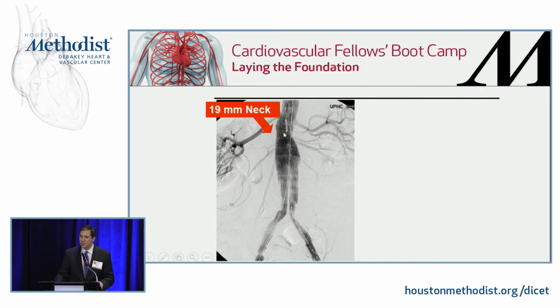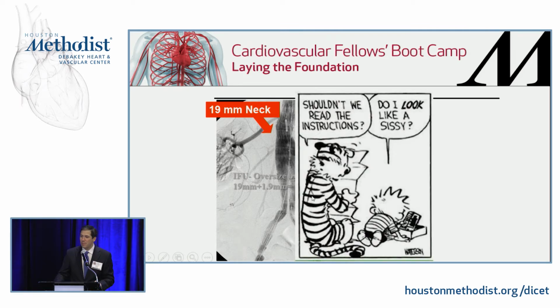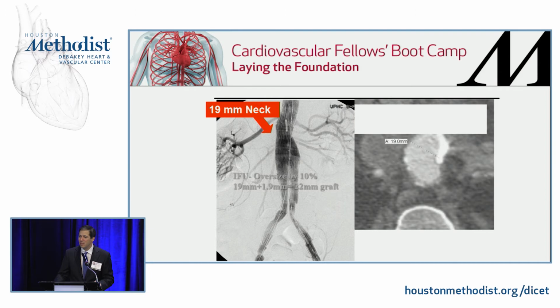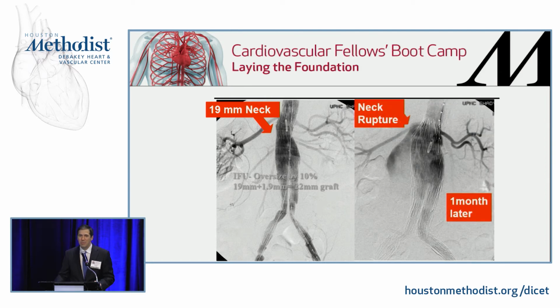So here's an example. You have a 19 millimeter neck, and the IFU would say oversize 10%. So that would be 19 millimeters, 10% is 1.9, so that'd be about a 22, 24 millimeter graft. So what happens if you don't read the IFU and you put a 32 millimeter graft? Well, a month later, there's your 19 millimeters. This is what happens. Eventually, it'll grow and grow and grow and just rip open.